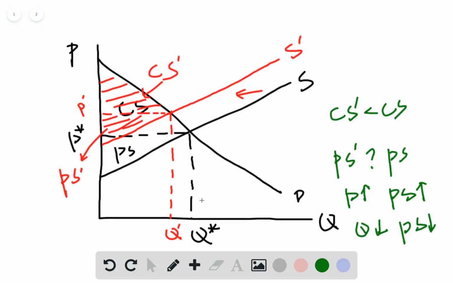Okay, so the decrease of supply leads to consumer surplus decrease for sure, but the impact on producer surplus is ambiguous.